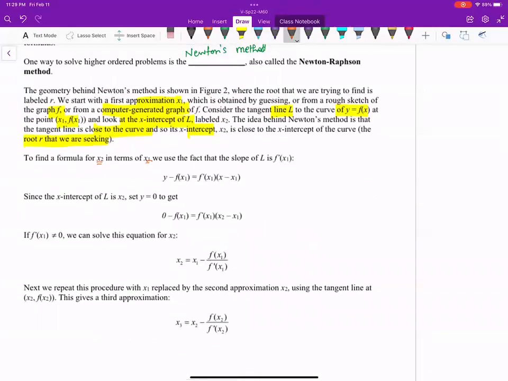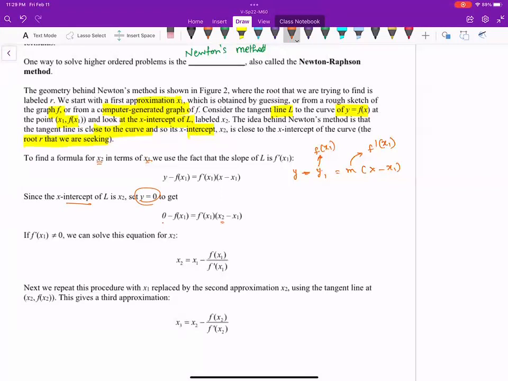So we notice that the equation of the tangent line is y minus y1 equal to m times x minus x1. Here slope is the derivative at the point x1, and y1 is the y coordinate of the point at x1. So y minus f of x1 equal to f prime x1 times x minus x1. Now if we want to find out the x-intercept, we have to set y to 0. So in the previous equation, y becomes 0.